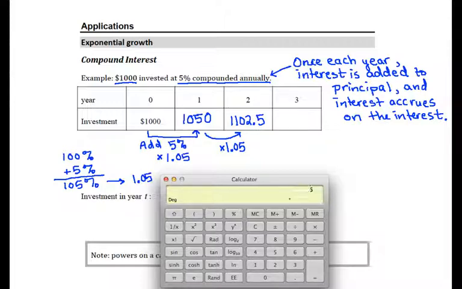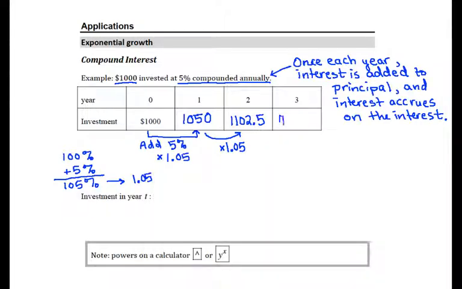I'm going to multiply this by 1.05 one more time to get the end of year 3, 1157 point, let's say 63 cents. We'll round this to the nearest cent. So now we've made $7.63 more than we would have under the simple interest model just by multiplying by 1.05 at each step instead of just adding $50 at each step, which is 5% of the original 1,000.